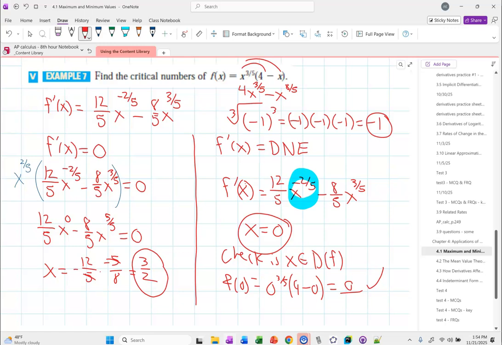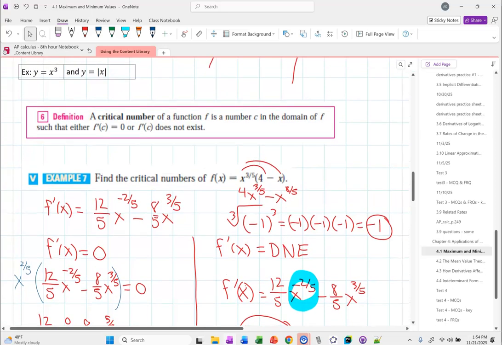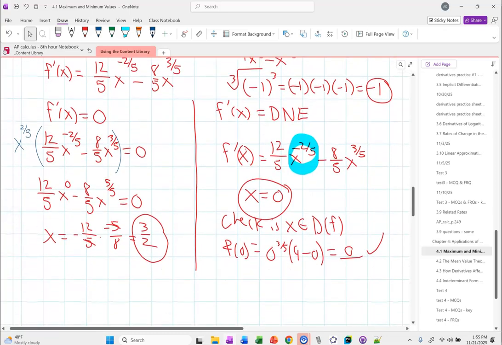If I plug 0 into f and it comes out undefined also, it can't be a critical number. Because if we go back and look at the definition, a critical number of a function f is a number in the domain of f. If that number makes f undefined, it's not in the domain. So we have to check that one additional thing. And it's usually easier to go this route than to analyze the domain of f first and then the domain of f prime, when if the domain of f prime is all real numbers, I don't need to do anything, right?